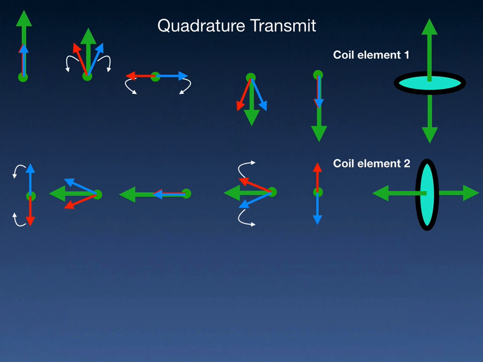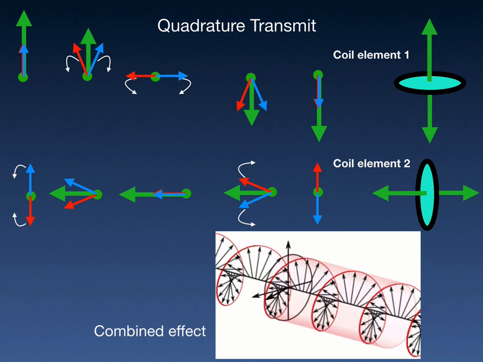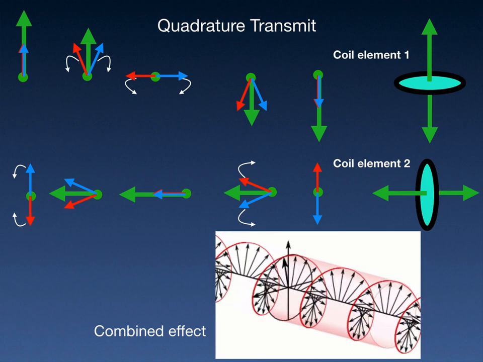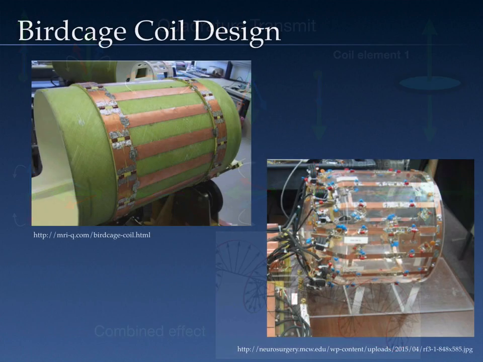Quadrature transmit is much more efficient. In a quadrature transmit, two circularly polarized coil elements, or channels, produce electromagnetic field vectors that are 90 degrees with each other. This results in the circularly polarized transmit coils producing a rotating B1 field, as you see illustrated in this animation. A rotating B1 field is more homogeneous and it has lower RF power deposition compared to linear transmit coils. A common design of circularly polarized or quadrature transmit coils is often referred to as a birdcage design, and here you see two examples.